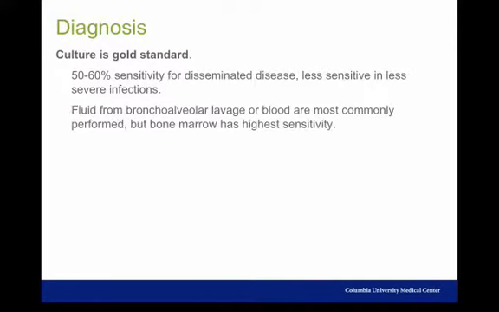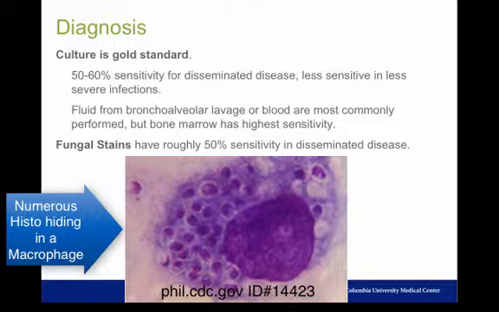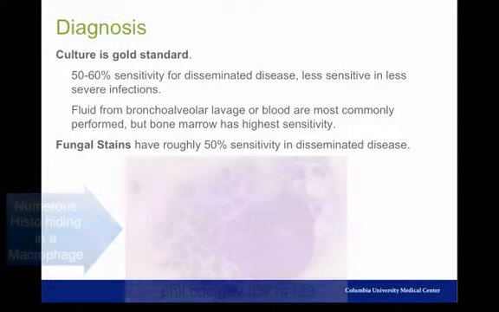Culture is the gold standard for diagnosing histoplasmosis. In disseminated histo, cultures are most commonly taken from a bronchoalveolar lavage or from blood. However, it seems bone marrow aspirate has the highest yield. Fungal stains may also reveal fungi in about half the cases of disseminated histo.